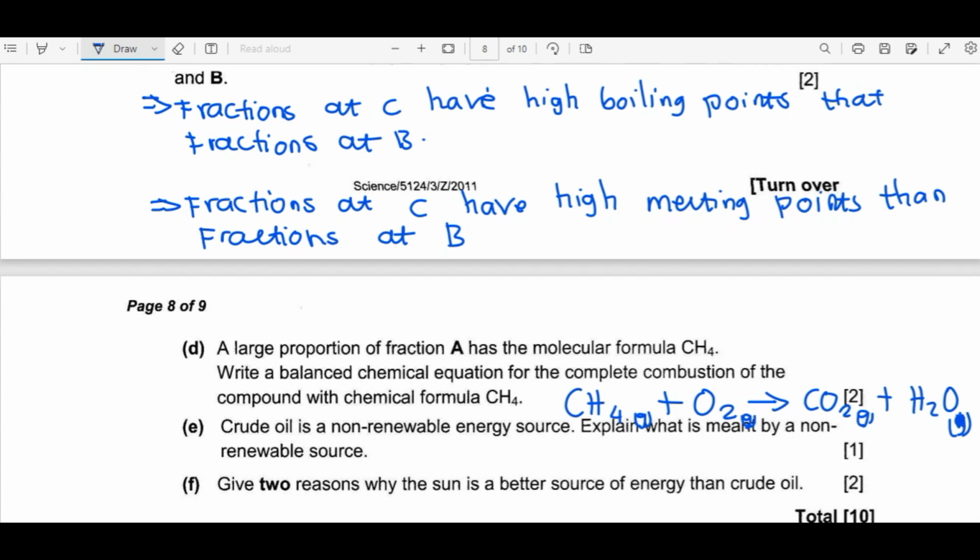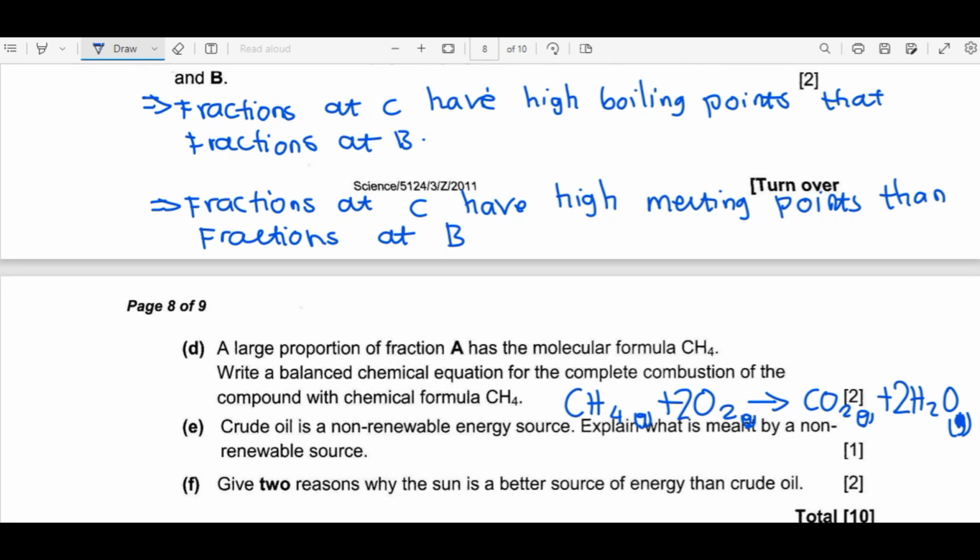Then our task is we need to write a balanced chemical equation. So for the balanced chemical equation, we put a 2 here, so that 2 times 2 will have 4 atoms of hydrogen and also 4 atoms of hydrogen on the reactant side. Then carbon is balanced. We're just going to put a 2 here. We can see that we have a balance.